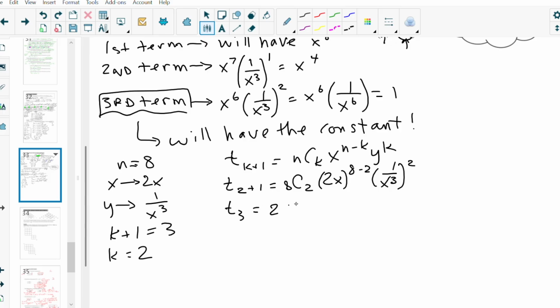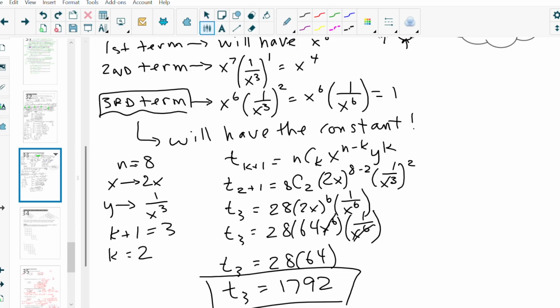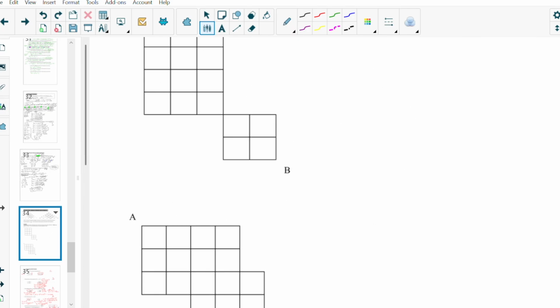Third term, 8c2 is 28 times 2x to the 6th, 1 over x to the 6th, 28 times 64 x to the 6th times 1 over x to the 6th, 28. So the x to the 6th divide out to 1. So I'm left with 28 times 64. The third term is 1,792. Okay, that's if I asked you to find the actual third term. Okay, but we identified that the third term is the one with the constant.